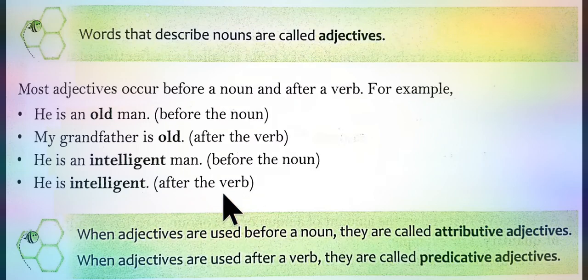Now pay attention please and listen to this carefully. When adjectives are used before a noun, for example in this first example, where the adjective is placed before a noun, then such adjectives are called attributive adjectives. So this is an example of attributive adjectives. And when adjectives are used after a verb, they are called predicative adjectives. For example, my grandfather is old. So here the adjective is used after a verb. This is an example of a predicative adjective.